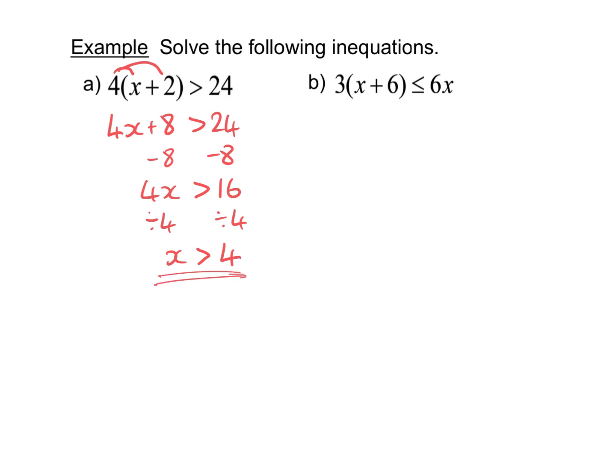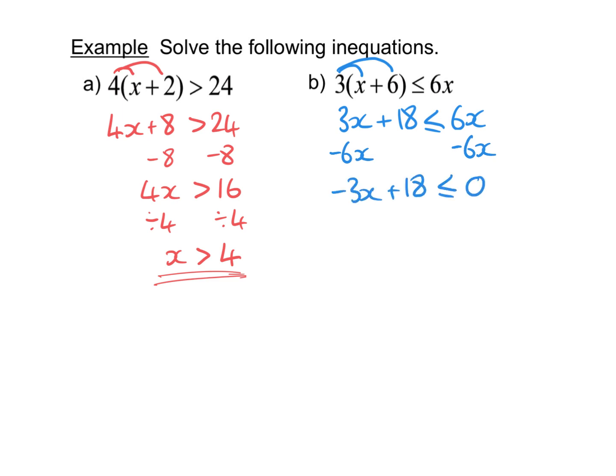Let's have a look at the next question here. 3 multiplied by x is 3x. 3 multiplied by 6 is positive 18. And that is less than or equal to 6x. And then I might start to solve that. Now, there are different ways I can approach this, and we'll have a look at both of them in a minute. But let's start off by saying, well, I don't want to have any x's on this side of my inequality. So I'm going to subtract 6x and subtract 6x. That's going to give me negative 3x plus 18 is less than or equal to 0.